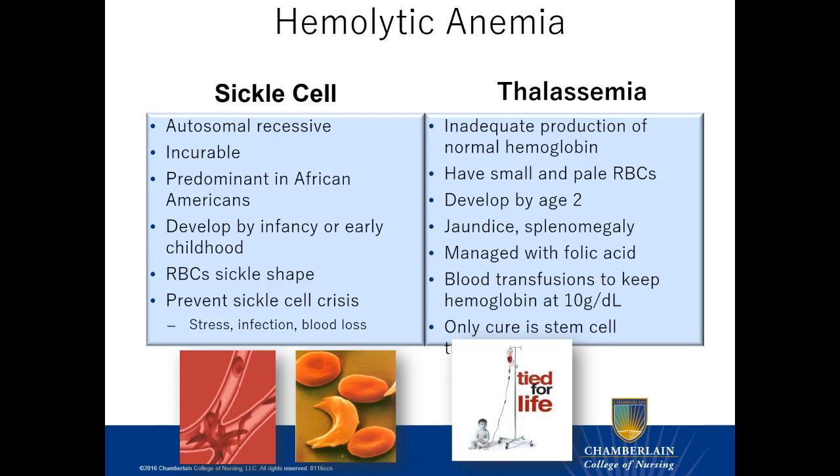Sickle cell disease is an autosomal recessive disorder. The person with sickle cell has to get this gene from both parents. Each parent gives the child an affected gene. It is incurable.